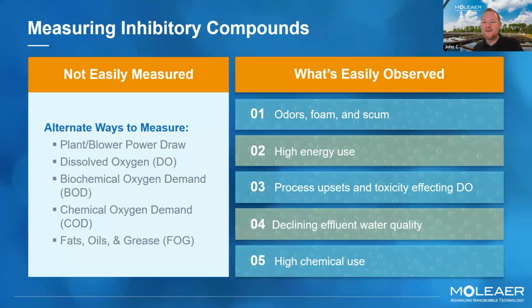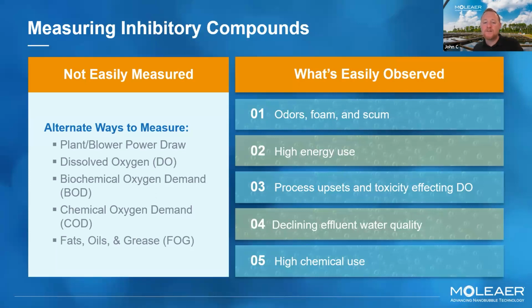There are lab methods. Unfortunately, they're expensive and it takes a long time to get results. So it's not really actionable. But there are ways that we know they're coming to us, and we know that they're coming into every wastewater treatment plant. It's just a matter of how much and when. But you can look at plant power draw, your blower draw, DO concentrations through the plant, increases in biological oxygen demand, BOD, or chemical oxygen demand, COD, and also fats, oils, and greases.